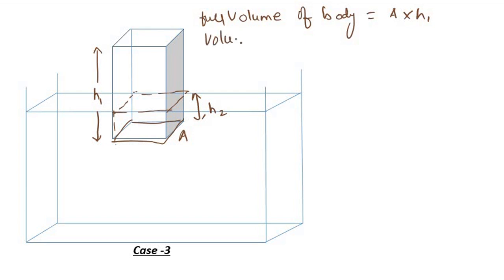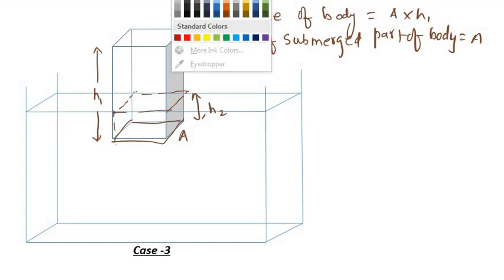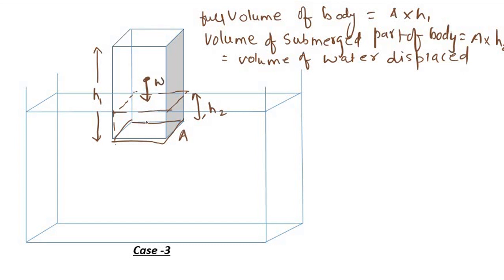Now the volume of the submerged part of the body is equal to the area of the base multiplied by height h2. This is h2, right? And this would be the same as the volume of water displaced. Now guys, this is the center of gravity and the weight of this entire block is downwards, and the center of buoyancy is the center of the volume of fluid displaced, or the center of the submerged part of the body. So the buoyant force acts in the upward direction.